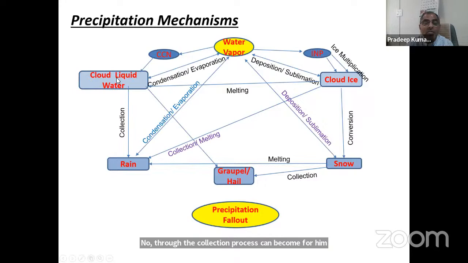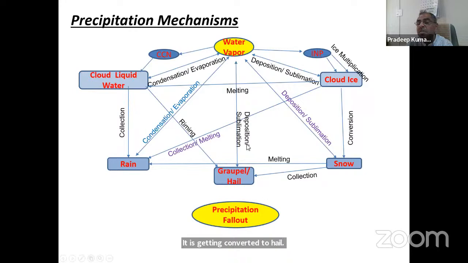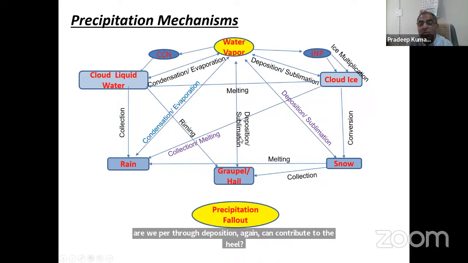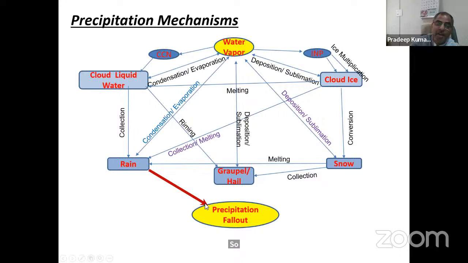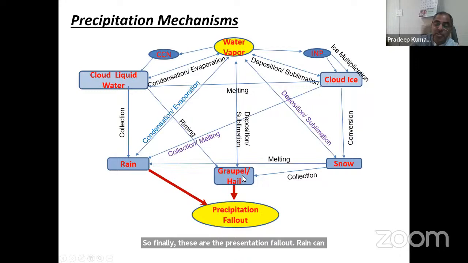Cloud droplets, through the riming process, can again contribute to the hail. It is getting converted to hail. Water vapor, through deposition, again can contribute to the hail. And hail or graupel can sublimate and give you water vapor. So finally, these are the precipitation fallout. Rain can come down as precipitation. Rain can be mixed with graupel or hail, and you can have snow.